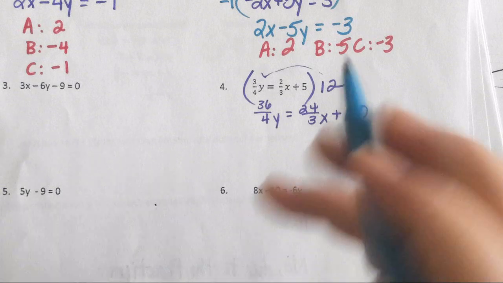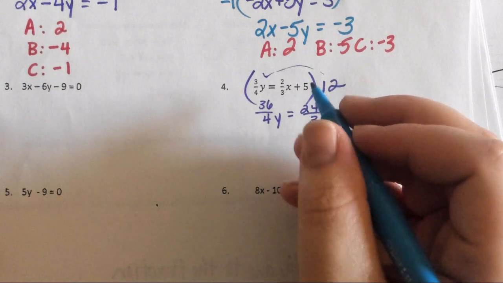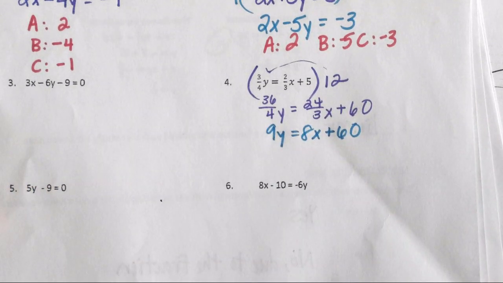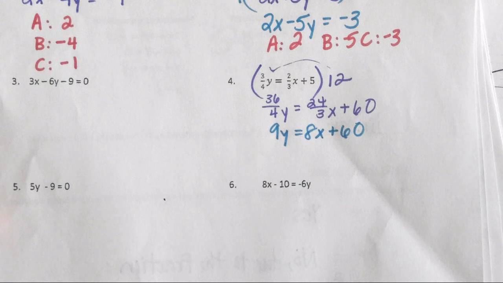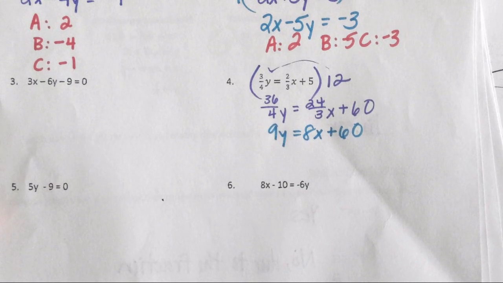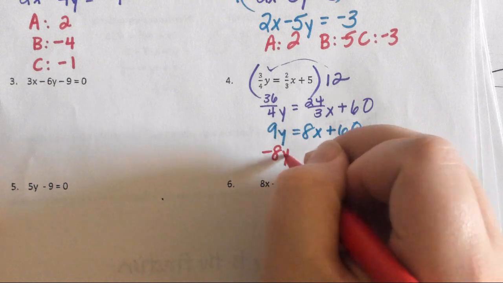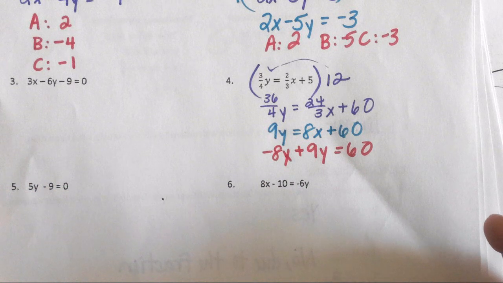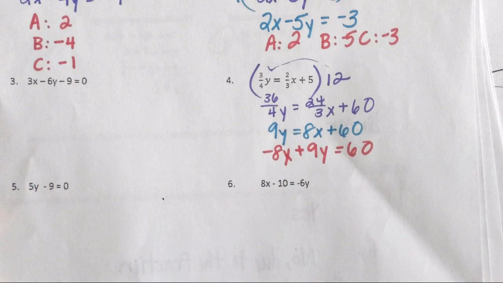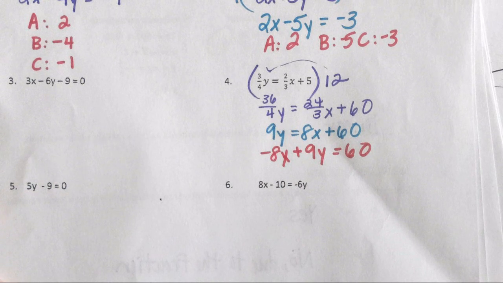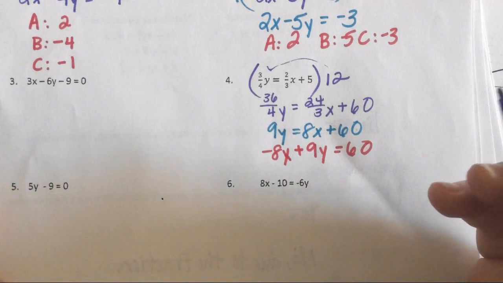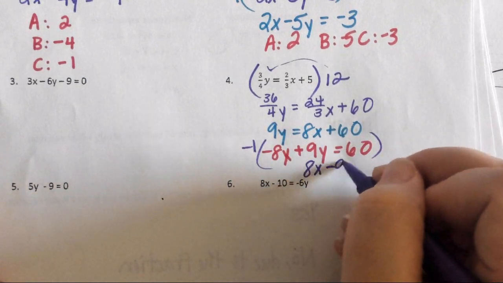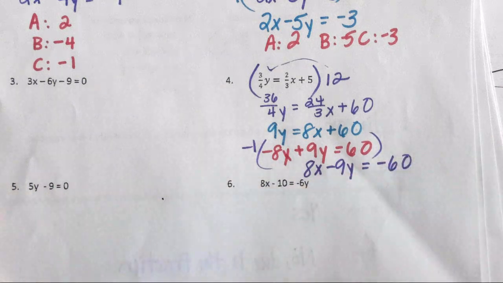It reduces to what? Yes, dear? You can have a point for that. But we're still not happy because it's not in standard form, so help me move it to standard form. Negative 8x plus 9y equals 60. And then, oh no, we've got to multiply everybody by negative 1. And if we had realized this was going to happen, could we go back in time and multiply everybody by negative 12 to alleviate this problem? We could have, but I didn't anticipate it. So 8x minus 9y equals negative 60.